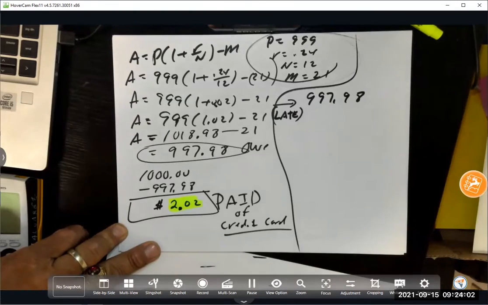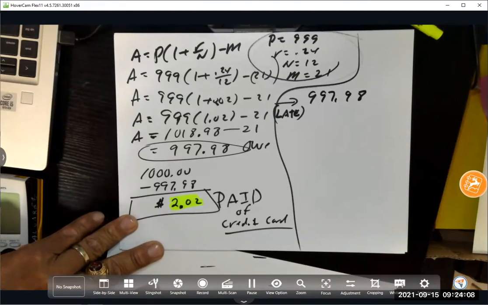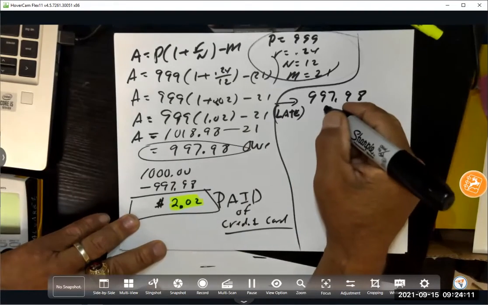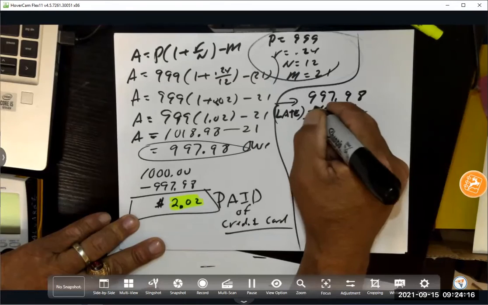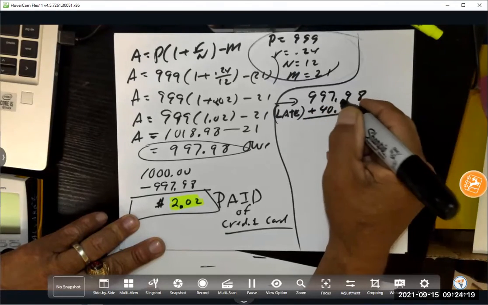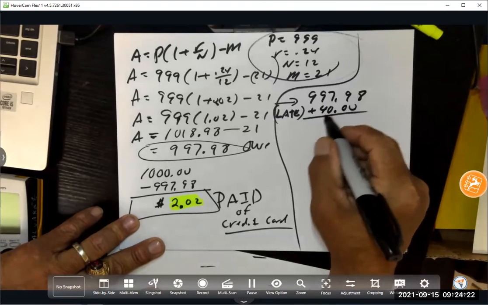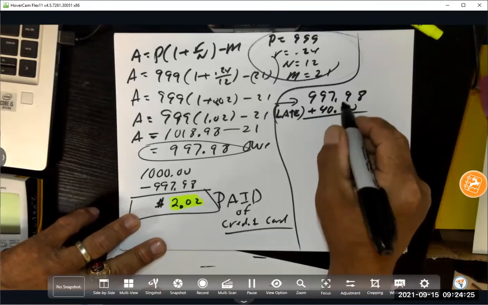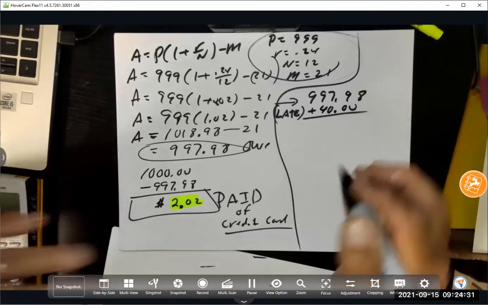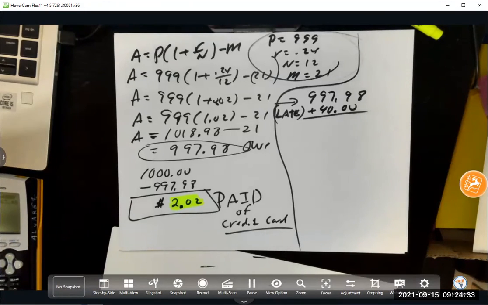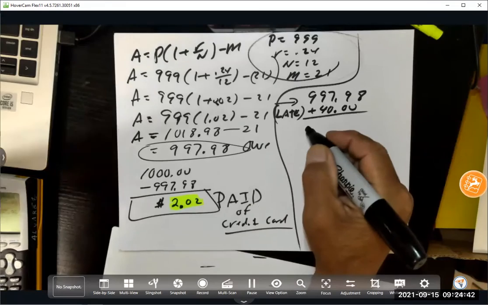If you send a late payment, oh man, I'm 3 days late on my payment. Did they charge you for that? Yes or no? Yes. And I don't know what the numbers are, I'm just gonna guess $40 or whatever. You're late, 1 day, 2 days, doesn't matter. So now what's $997.98 plus $40? Add those two numbers. What does that come out to be? Plus 40. How much is that?